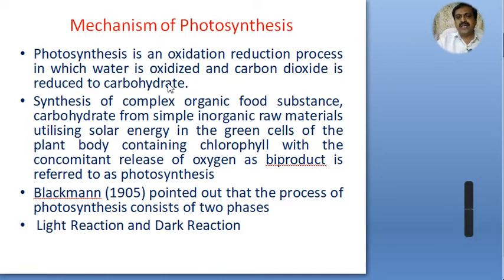See, to define photosynthesis: photosynthesis can be defined as the synthesis of a complex organic food substance like carbohydrate or glucose from two simpler inorganic substances, that is raw materials like water and carbon dioxide, in presence of solar energy in the green cells of the plant body containing chlorophyll pigment, with the release of oxygen as a byproduct. This overall process is referred to as photosynthesis.